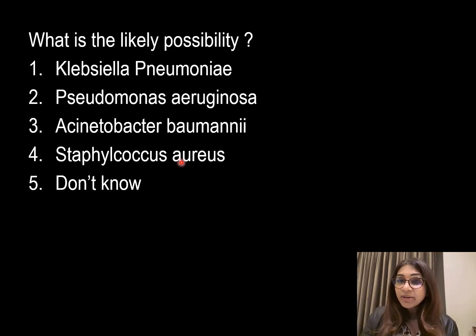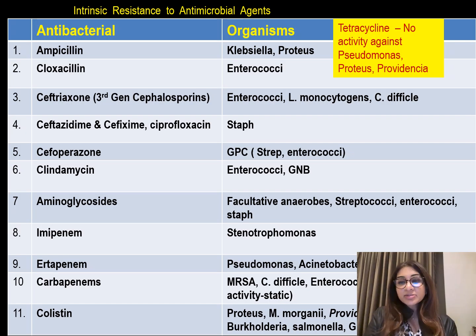And he was also on minocycline. So minocycline will also cover Staph aureus. Since the patient was having symptoms, we thought that there is a strong possibility that it is a bacteria which is not being covered by minocycline. And that is the Pseudomonas, Proteus, Providencia, which are not covered by the tetracyclines.